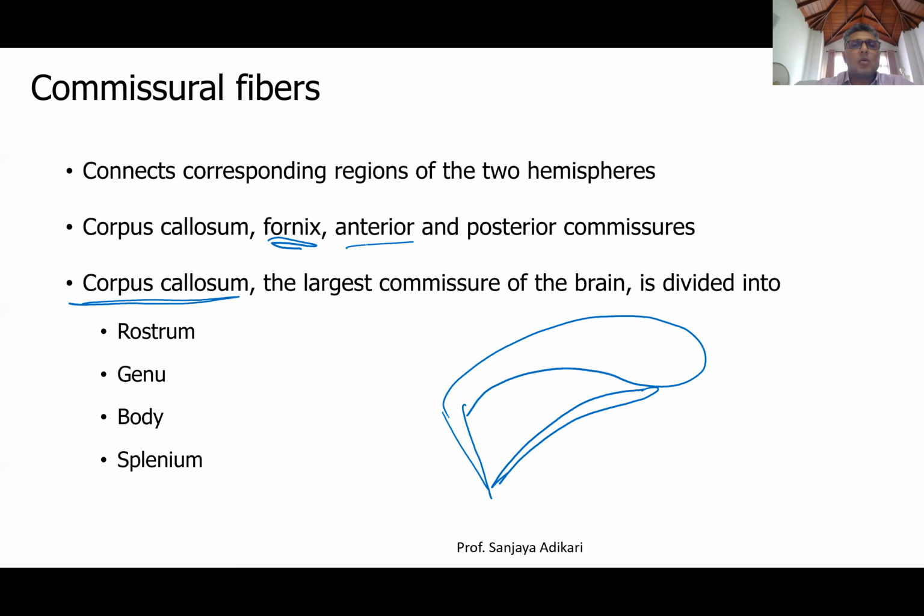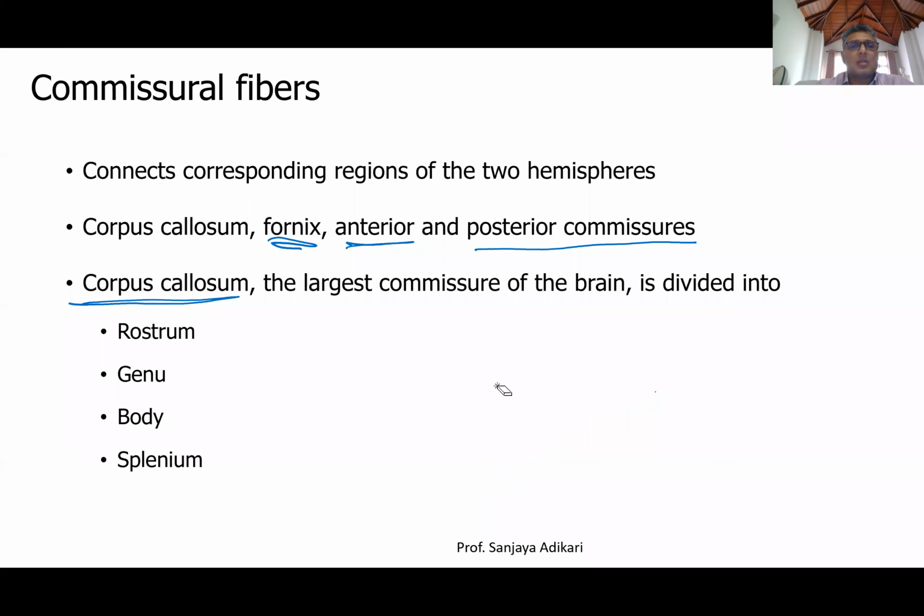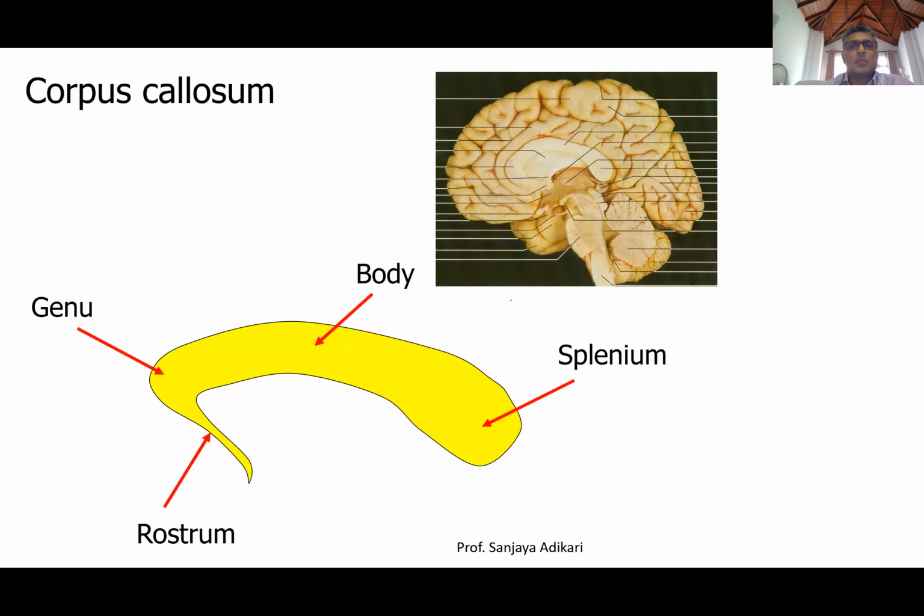Then you have very small connections, anterior and posterior commissures. I'll show you them when I get the images. So there are at least 4 important commissural fiber tracts connecting the 2 cerebral hemispheres. Now, the largest one is the corpus callosum. So therefore, it can be divided into several parts. The most posterior part, that is this part, is called the splenium. And this here, it's the body. Then this area is called genu.